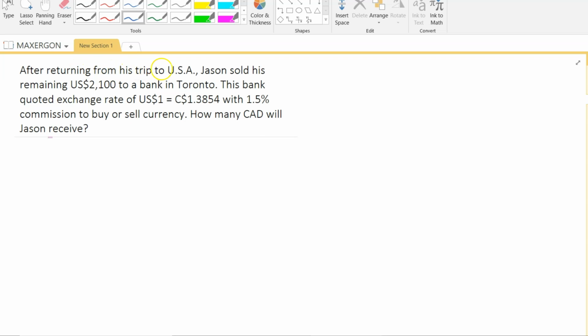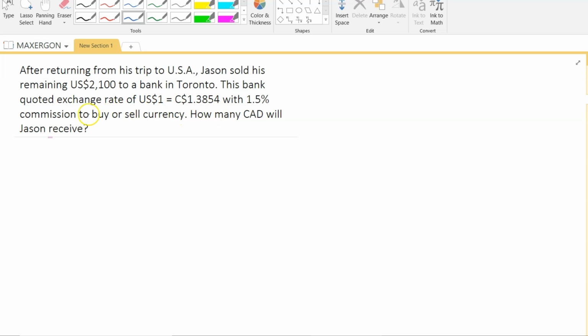After returning from his trip to USA, Jason sold his remaining 2,100 United States dollars to a bank in Toronto. This bank quoted exchange rate of United States $1 equals to Canadian $1.3854 with 1.5% commission to buy or sell currency.